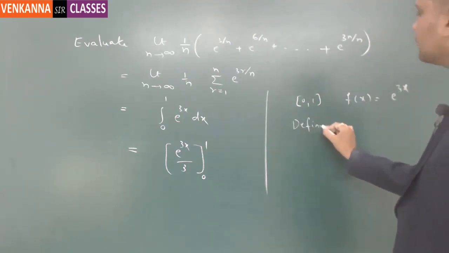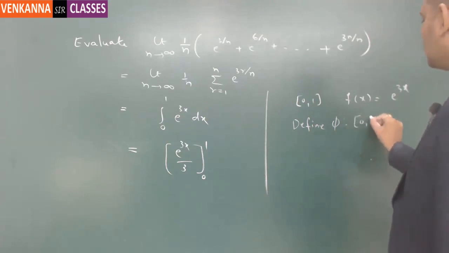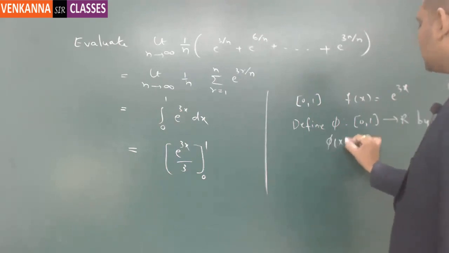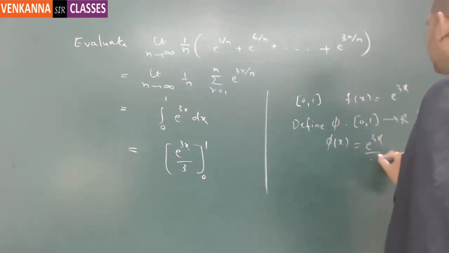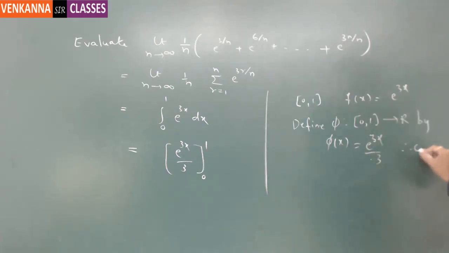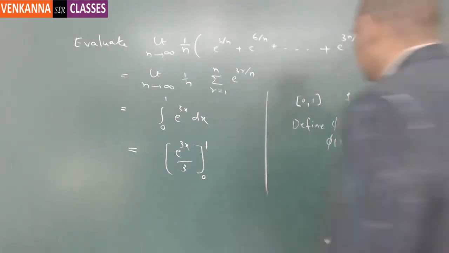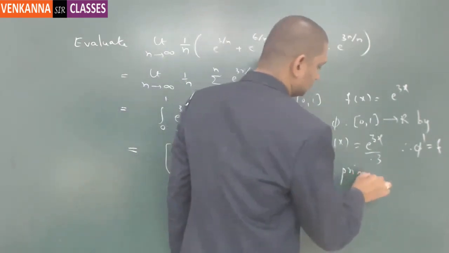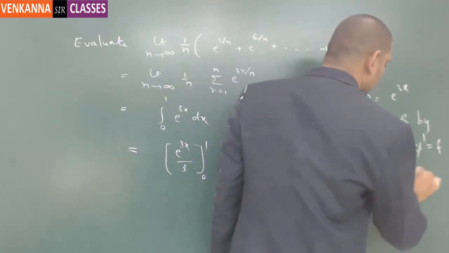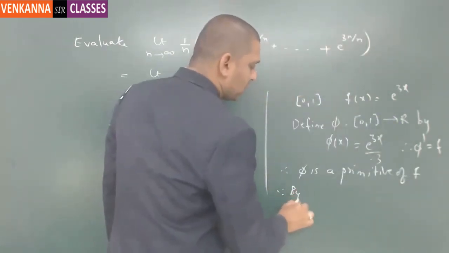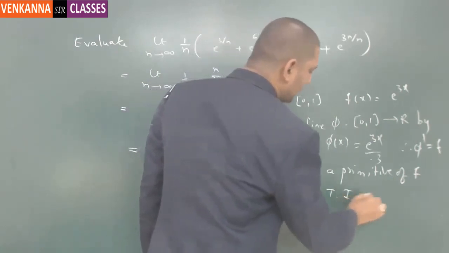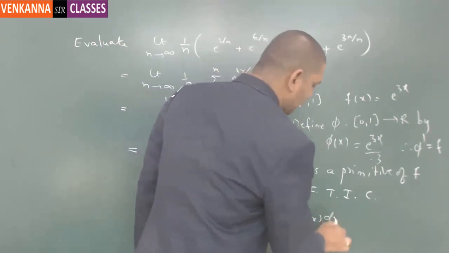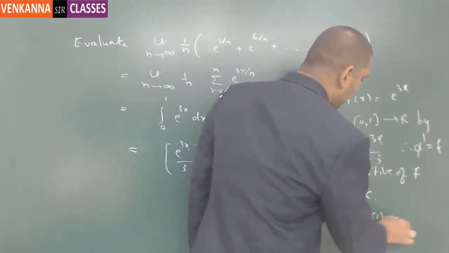define phi from closed interval 0 1 to R by phi of x is equal to e power 3x by 3. Therefore, phi dash is equal to f. Therefore, phi is a primitive of f. Therefore, by fundamental theorem of integral calculus, integral 0 to 1, f of x dx is equal to phi of 1 minus phi of 0.